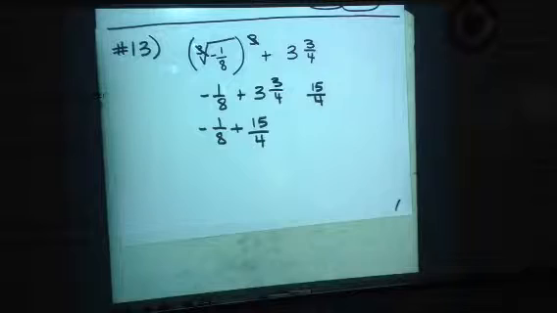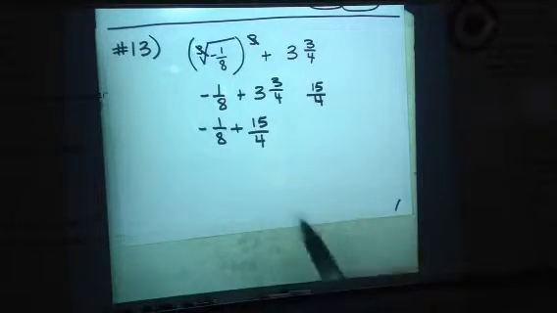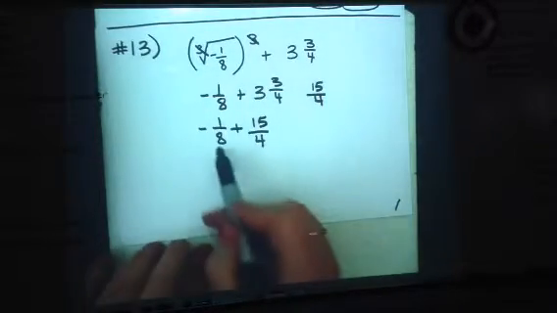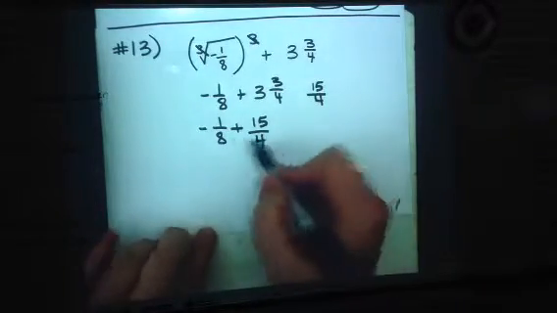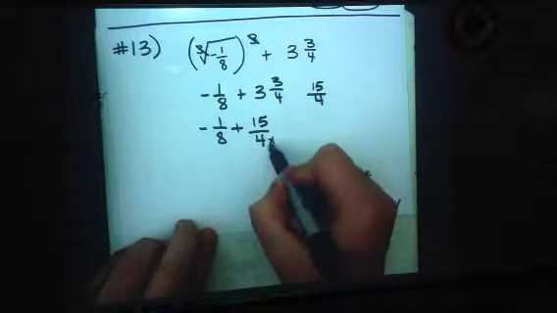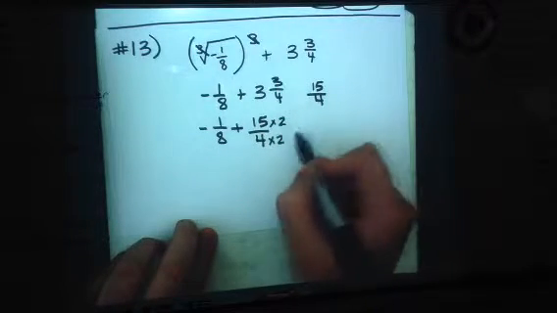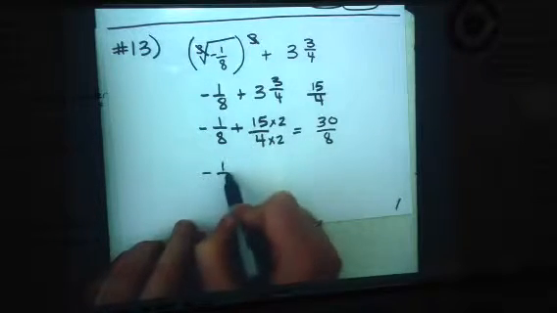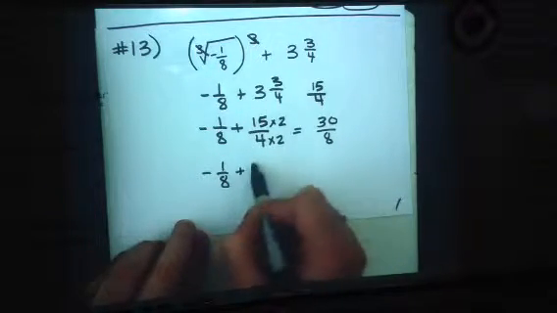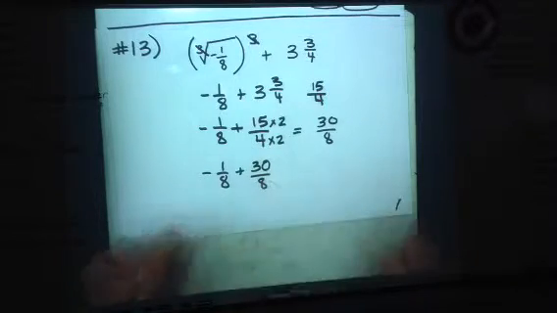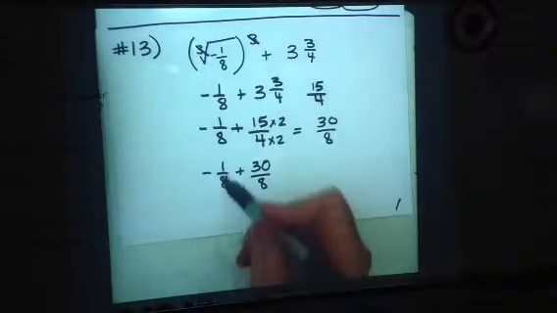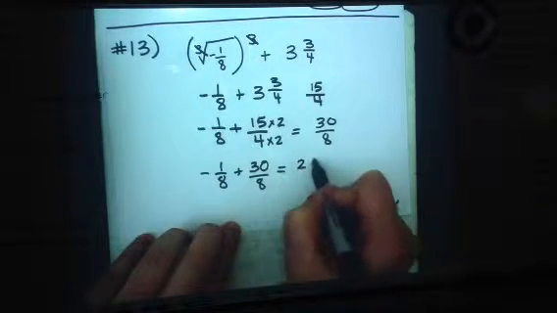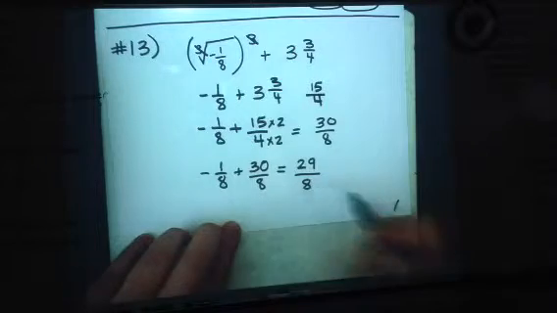If you need to type that into your calculator, that's fine. But if you don't have a calculator, we can figure this out pretty simply. We need to make sure we have a common denominator. I know I can use 8. So I'm going to take this times 2, and this times 2, and I'm going to get 30 over 8. I'm just going to rewrite my problem again, and then it's just adding across. So I have negative 1 plus 30, which I know is going to give me 29 over 8.